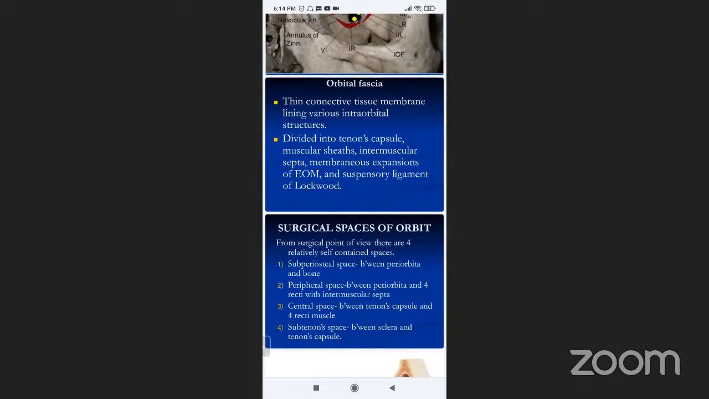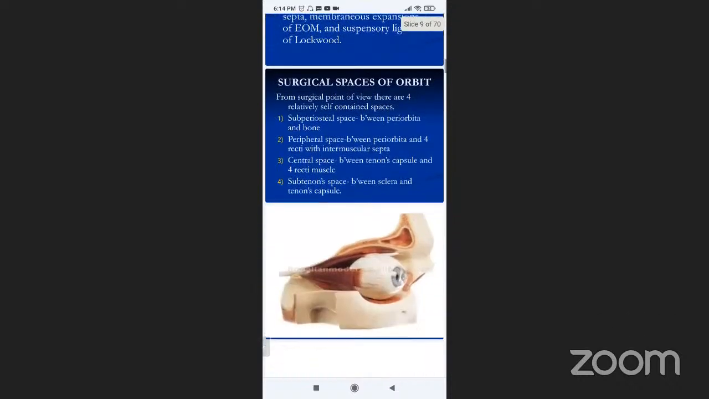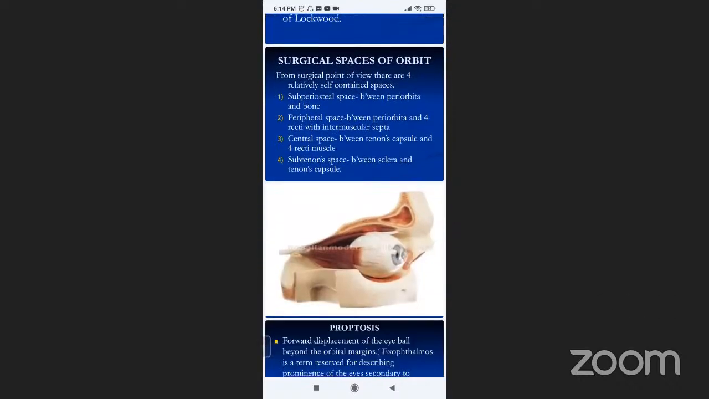Then another space is subtenon space. That is the space between the sclera and the Tenon's capsule. So don't forget this. That is, there are 4 surgical spaces of orbit. One is subperiosteal space, peripheral space, central space, and subtenon space. So here you can see the eyeball and the attached recti muscles coming from the orbital apex to get inserted into the sclera.